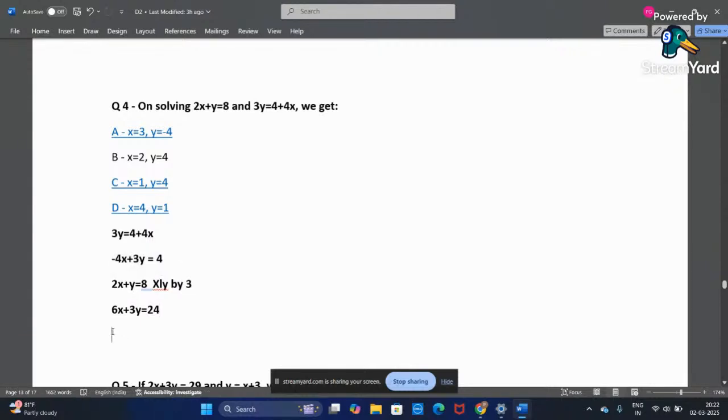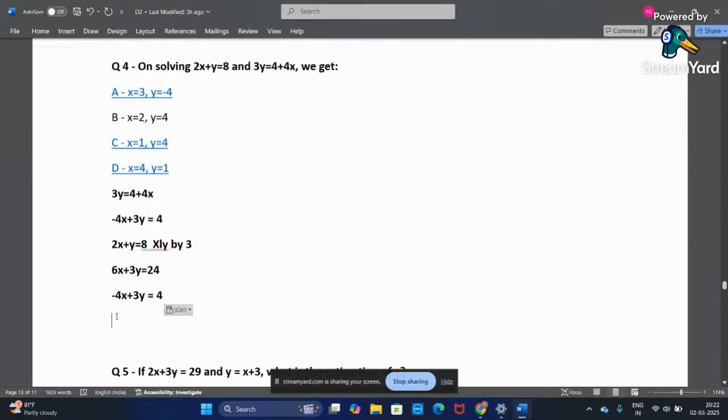Take this value, substitute here, and we need to subtract these two equations. After that, we are getting the x value. The x value will be 2. This x value 2 should be substituted in any one of the above equations. Then we'll get the y value. We'll get the y value as 4. The answer will be this.